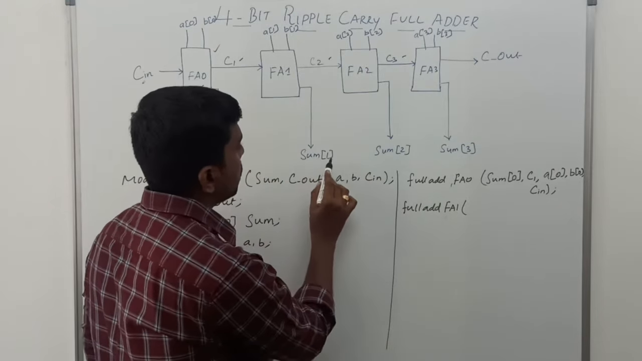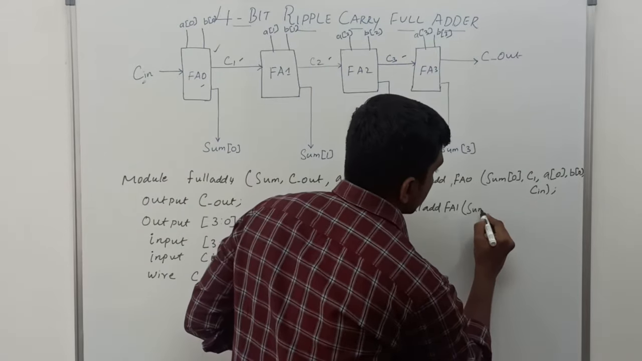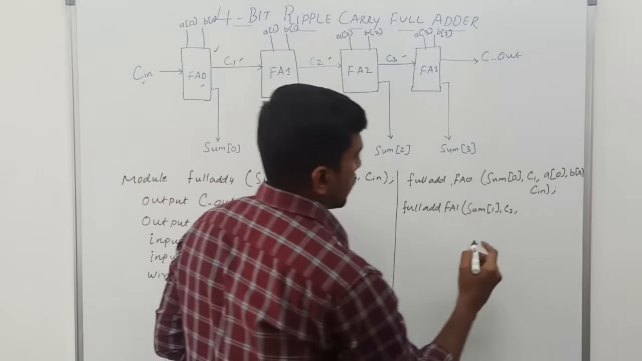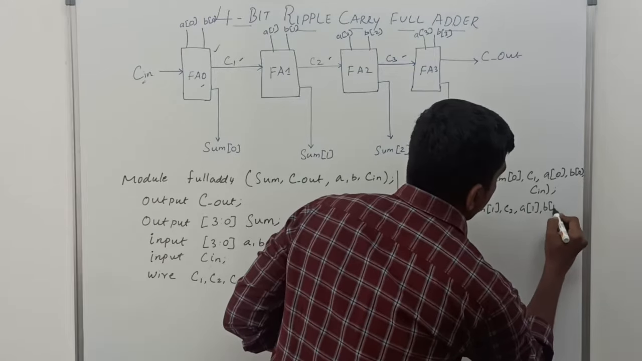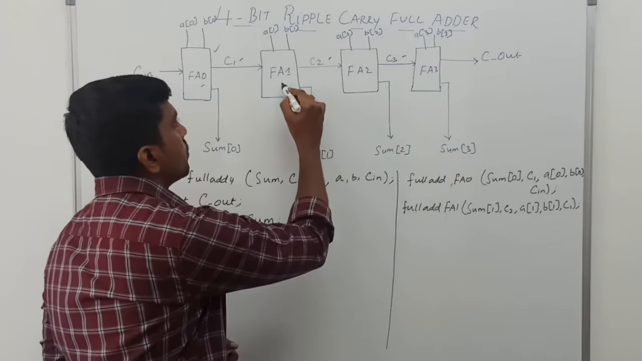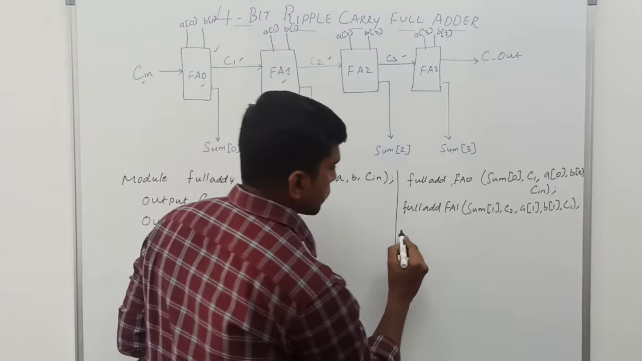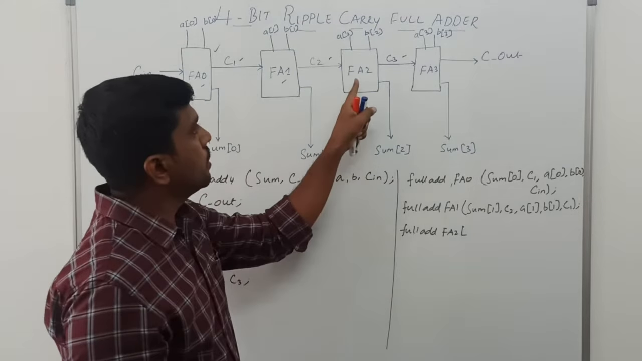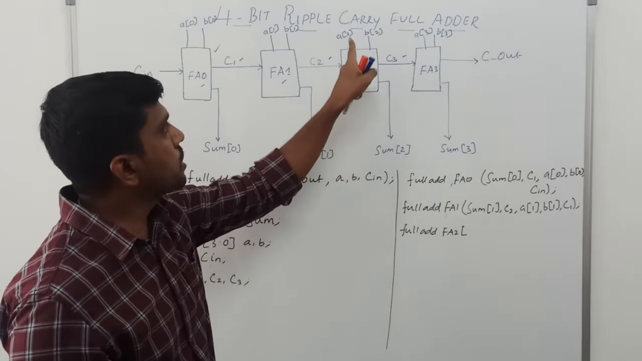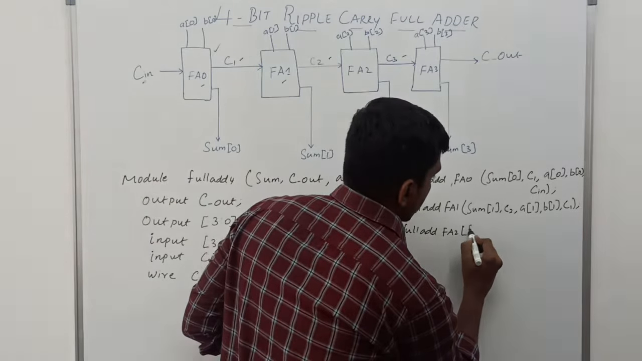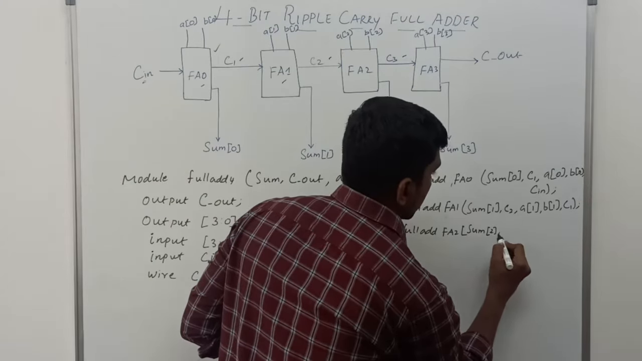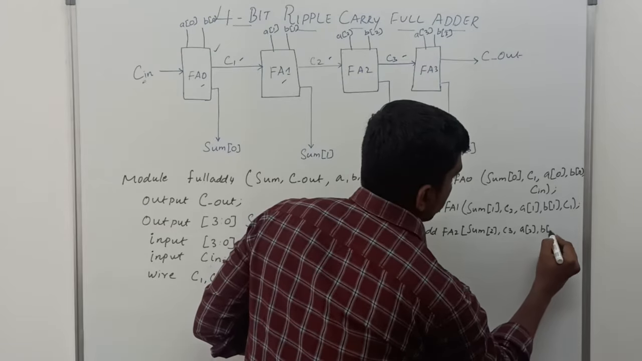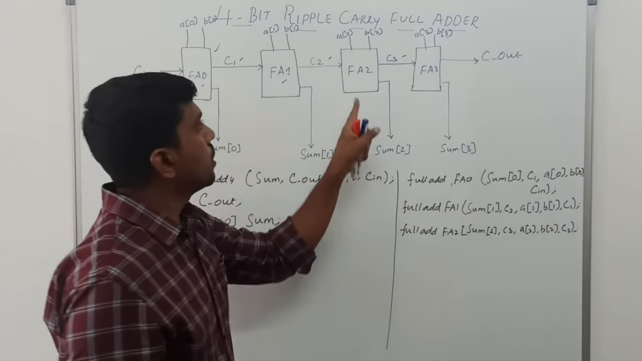The outputs of this block are sum of 1 and C2. The input signals are A of 1, B of 1 and C1. The second block declaration is over. Then we go for the third block, full adder FA2. Here the output signals are sum of 2 and C3, and the input signals are A of 2, B of 2 and C2. The third full adder circuit declaration is over.